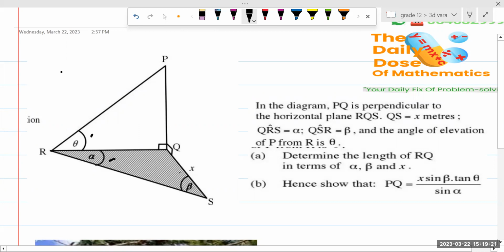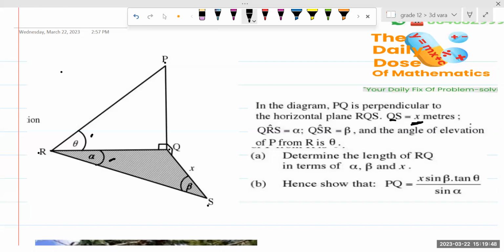Which other instances we're going to be dealing with, they will tell you. For example, here they say in the diagram below we have a perpendicular, PQ. PQ is going to be perpendicular to the horizontal plane. Our horizontal plane is RQS. So this one is on the horizontal plane, and then they say we have QS as X meters. It's not a mistake that they are calling them X meters. They are going to be using variables.